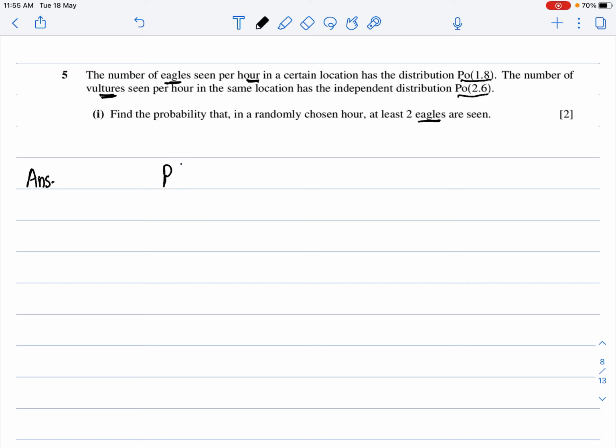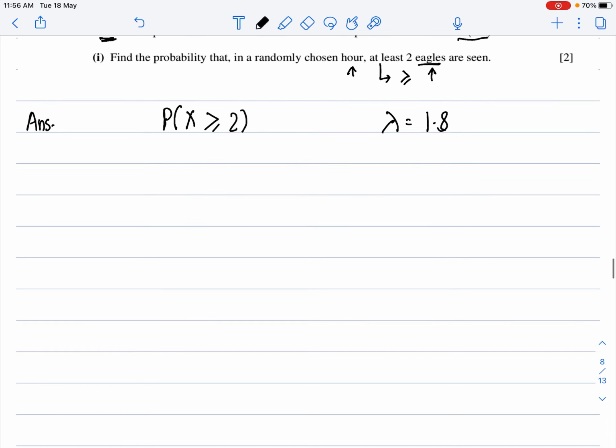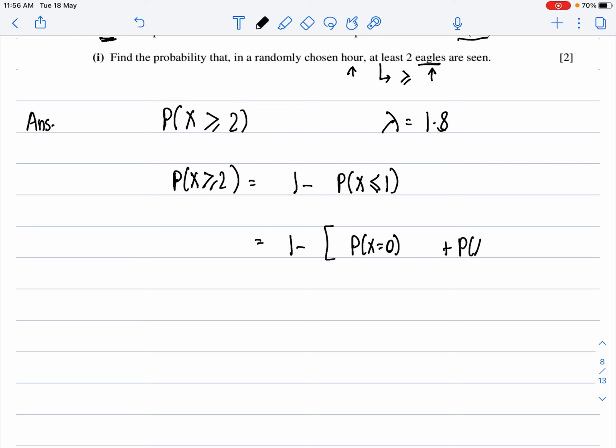So we need the probability of x being more than or equal to 2, because at least suggests that it's more than or equal to 2. And we only need eagles and in 1 hour. So I know my lambda is simply 1.8. To calculate the probability of x more than or equal to 2, I can write this as 1 minus the probability of x less than or equal to 1, which can be written as 1 minus the probability of x equals 0 plus the probability of x equals 1.